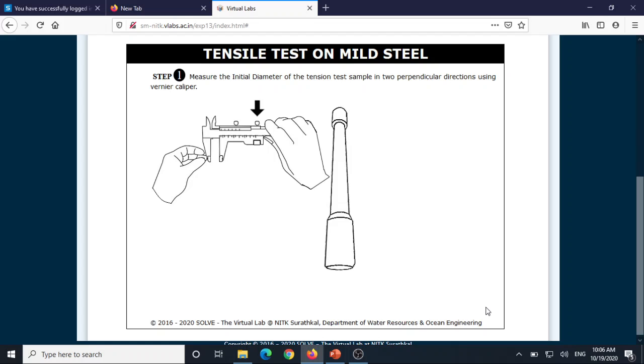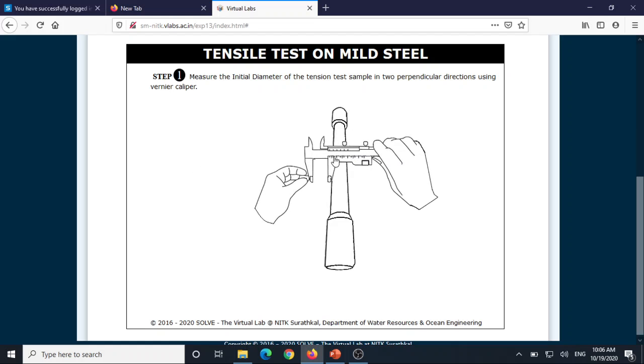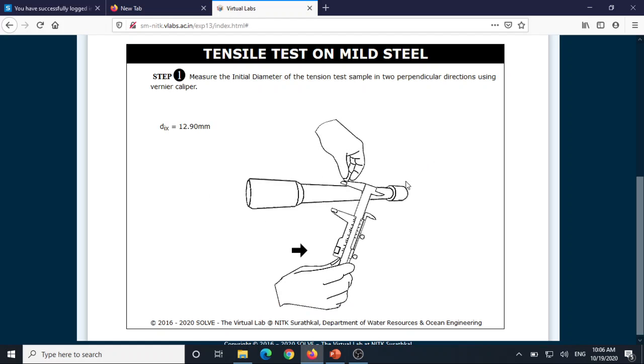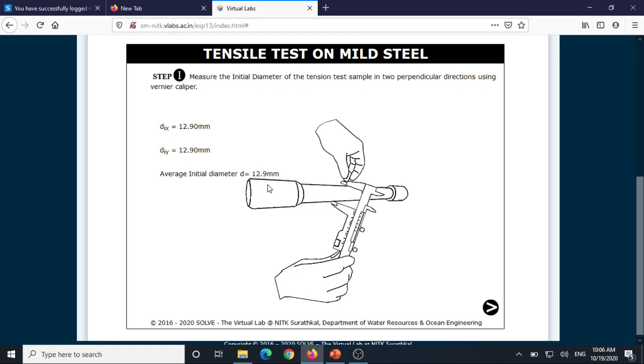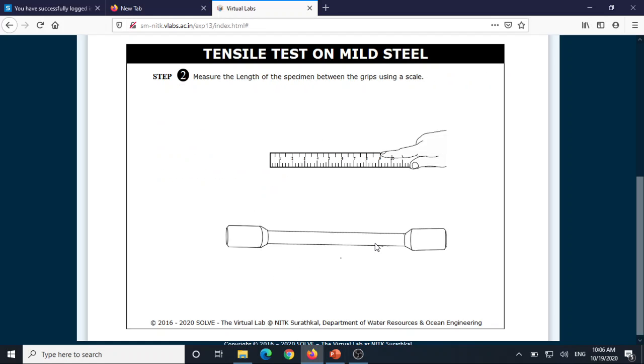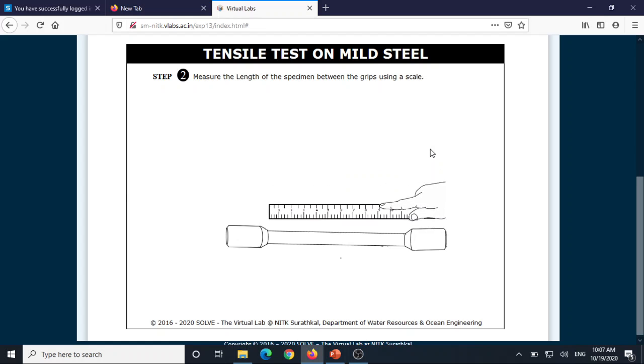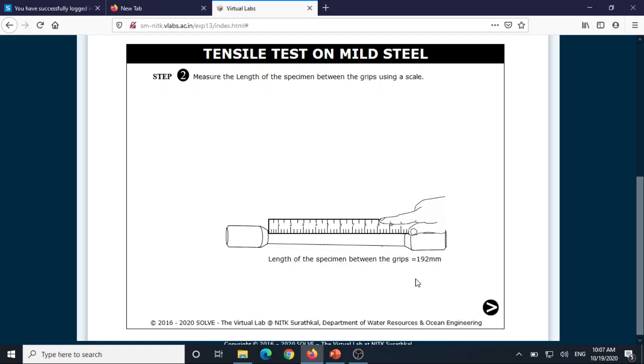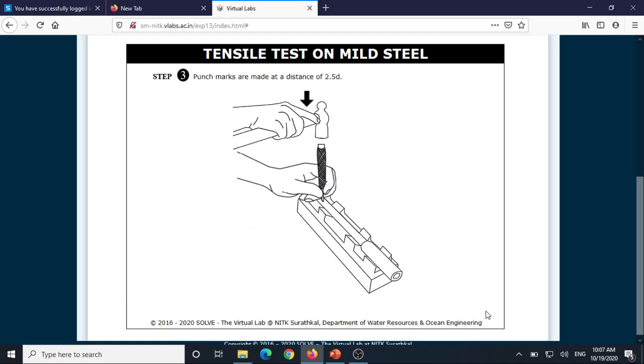Step 1, before you conduct the experiment, measure the initial diameter of the specimen in two ways. The initial diameter is 12.9 mm. Take the linear scale and measure the gauge length, and the gauge length is 192 mm. Then mark several punches on the specimen.